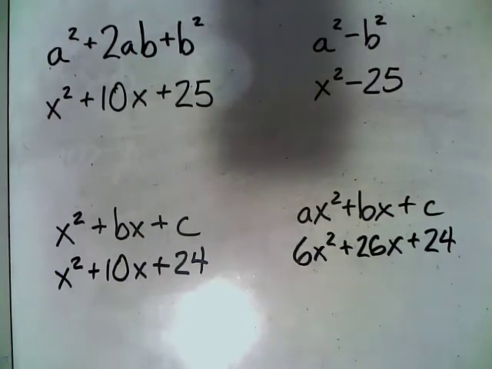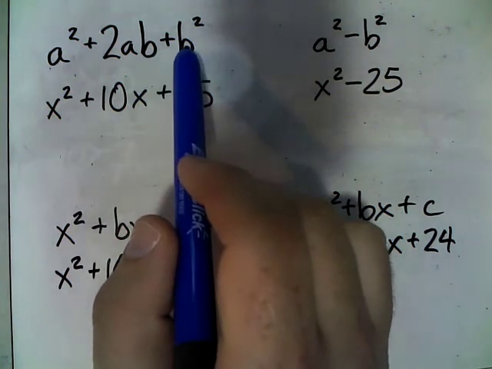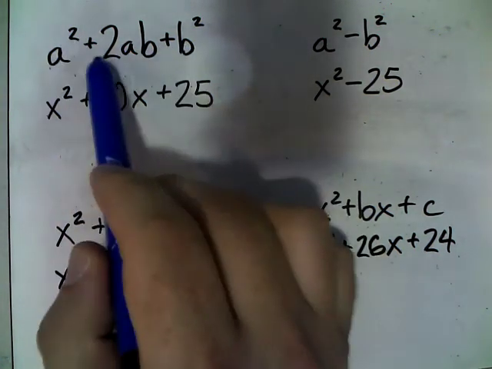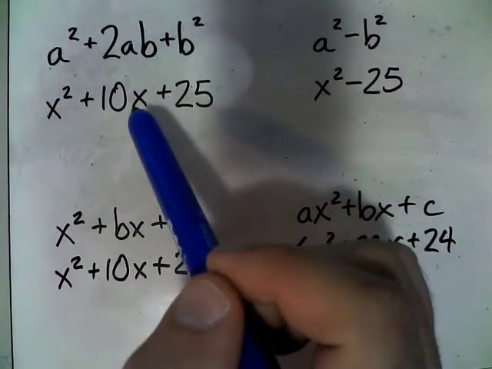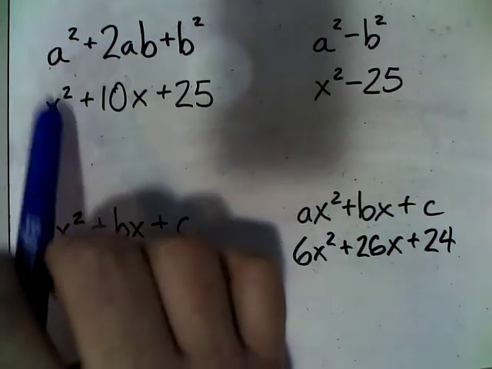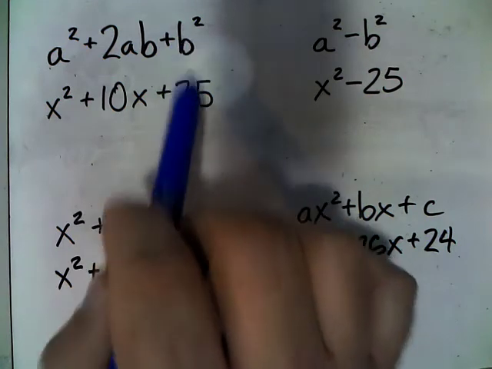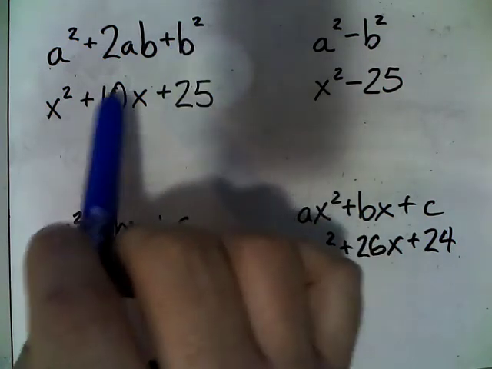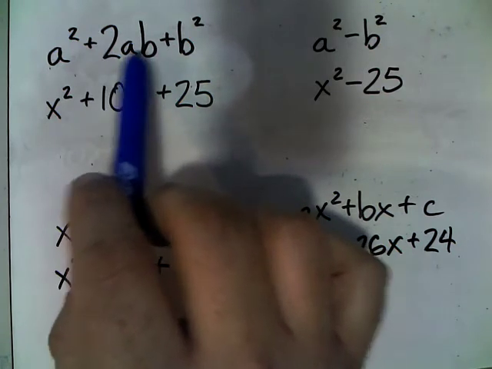So remember that we've looked at factoring special polynomials, particularly perfect square trinomials. If we find something in the form of a squared plus 2ab plus b squared, then we know we can factor that as a perfect square. So the key here is to look: is our first term the square of something? Is our last term the square of something? And then is the middle term double the product of those two somethings?